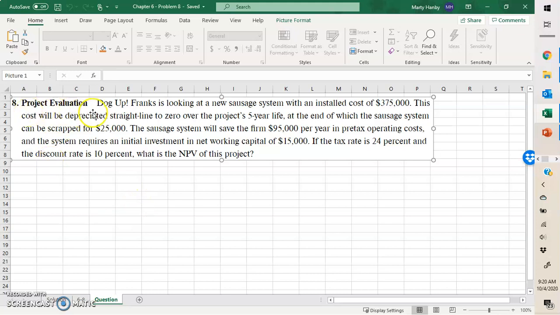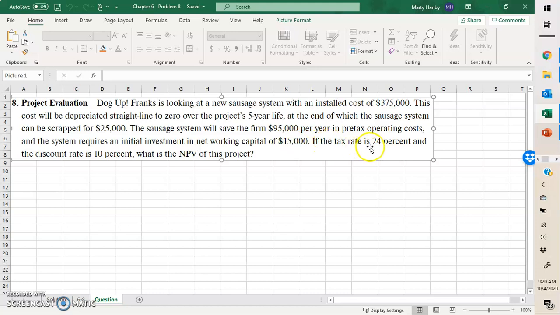This cost will depreciate straight line over the project's 5-year life, at the end of which the sausage system will be scrapped for $25,000. The sausage system will save the firm $95,000 per year in pre-tax operating costs. The system requires an initial investment in net working capital of $15,000.